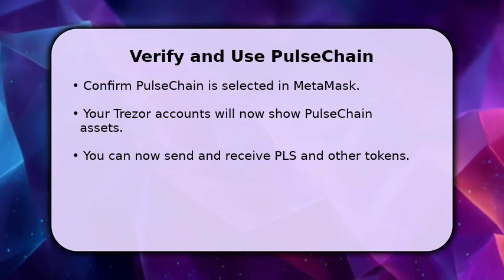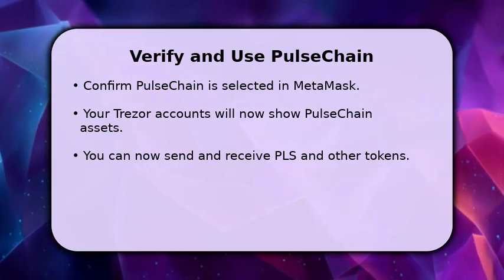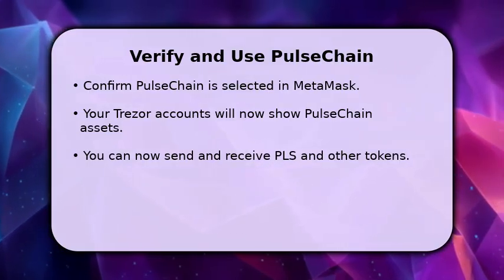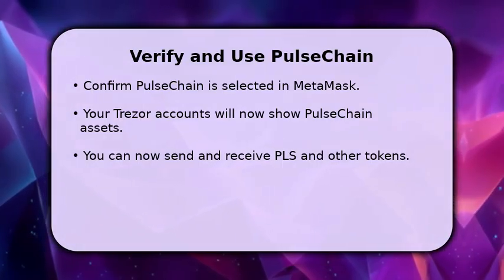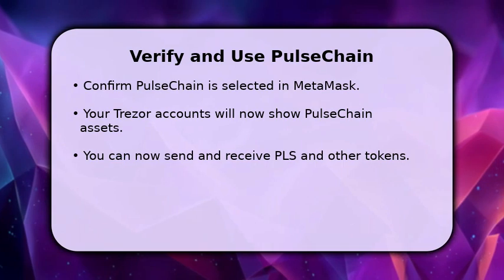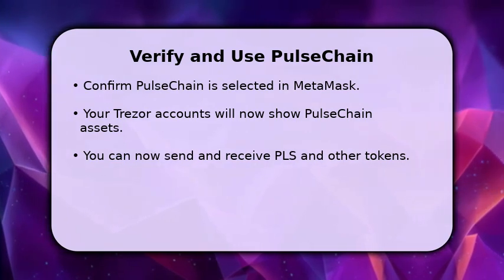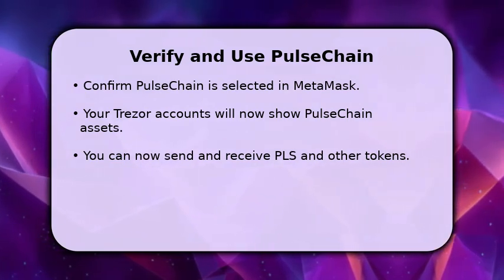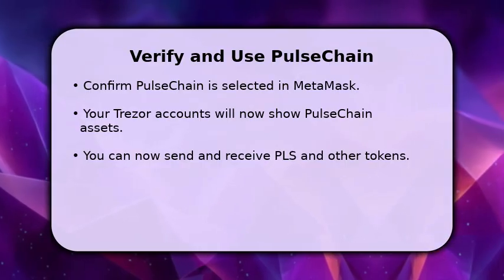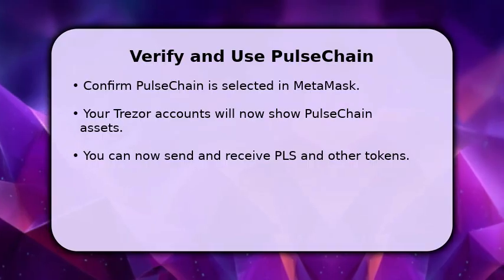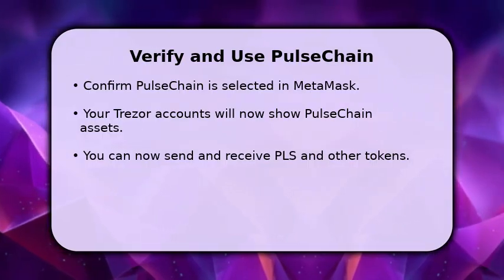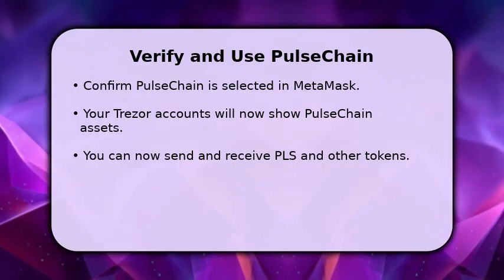After saving the Pulsechain network details, confirm that Pulsechain mainnet is now selected in your MetaMask network dropdown. Your Trezor-connected accounts within MetaMask will then display your Pulsechain assets, including PLS and any other tokens you hold on the network. You are now ready to securely send and receive Pulsechain assets directly through your Trezor device, managed via MetaMask.